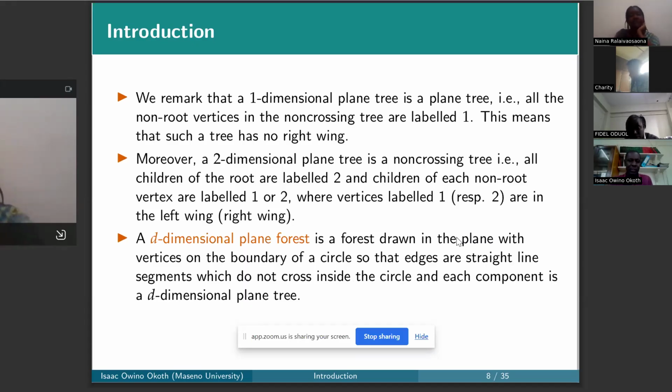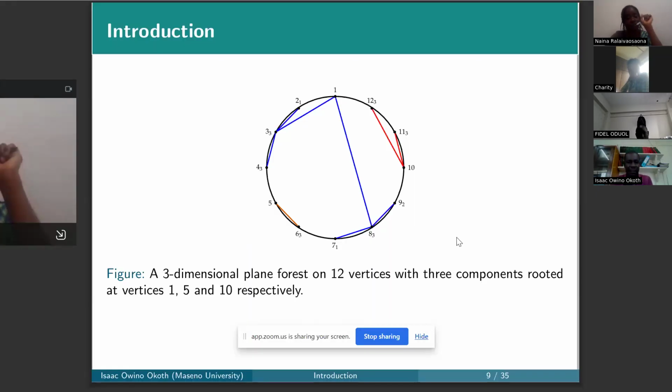This is a forest which is drawn in the plane, and as with the non-crossing trees, the vertices are on the boundary of a circle and edges are line segments that do not cross inside the circle, but with an extra condition that each component is a d-dimensional plane tree. What I've drawn here is a three-dimensional plane forest with 12 vertices. Here there are 3 components, the ones I've colored blue, orange, and red. So those are the components.